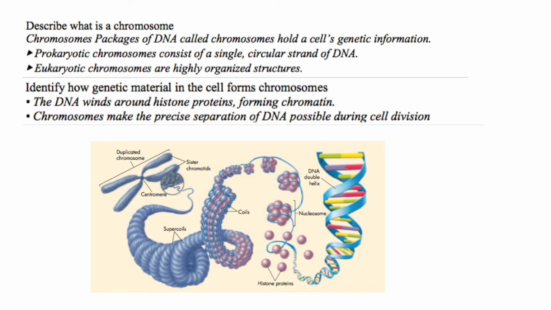Now what do we mean by organized? Here the DNA winds around proteins called histones. This structure forms the chromatin. The individual chromosomes look like the letter X. Remember the alphabet X, from the alphabets A to Z, is similar to the structure of a chromosome. So the chromosome makes the separation of DNA possible during cell division.